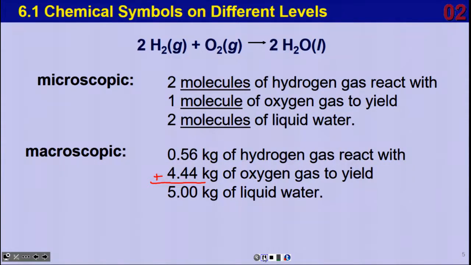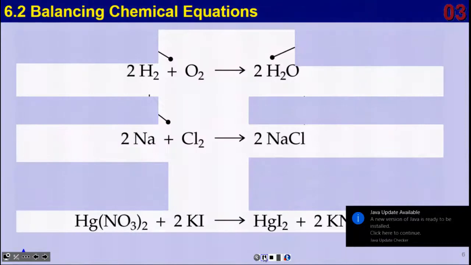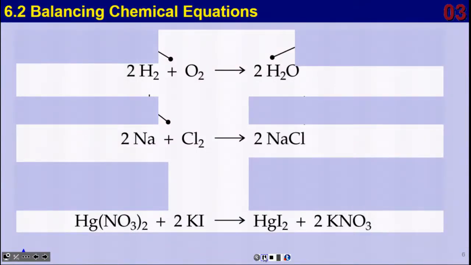But those are macroscopic things, things that you can actually look at and measure, as opposed to counting individual molecules, which you can't. So once we understand what these chemical symbols mean, we're going to use them representing various chemical equations. We're going to balance these chemical equations to make sure that they represent things in a written fashion that correspond to what's happening on a microscopic level.